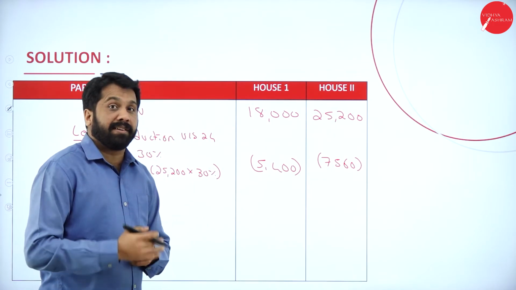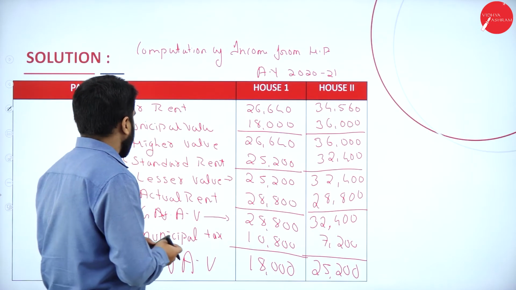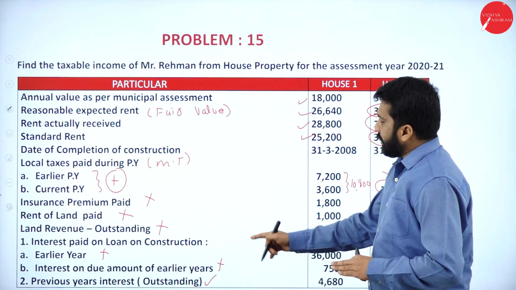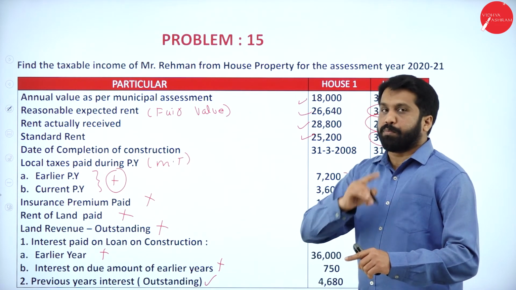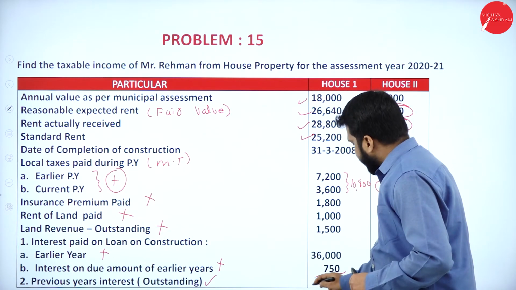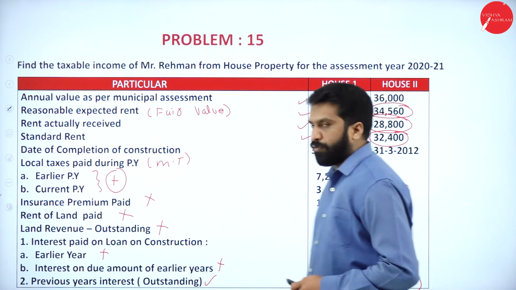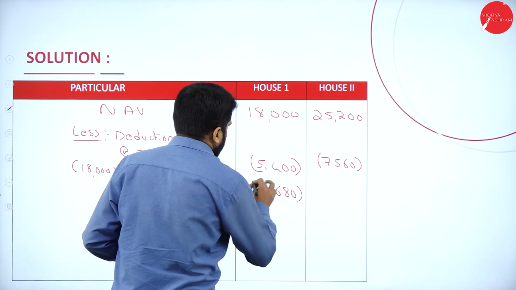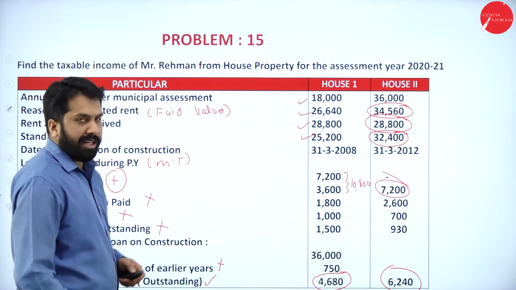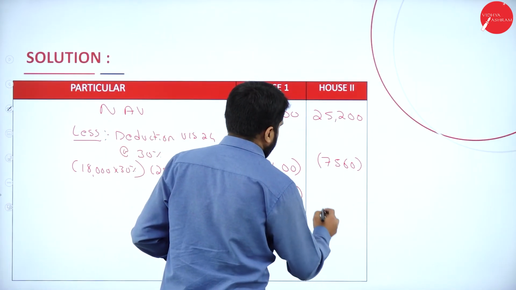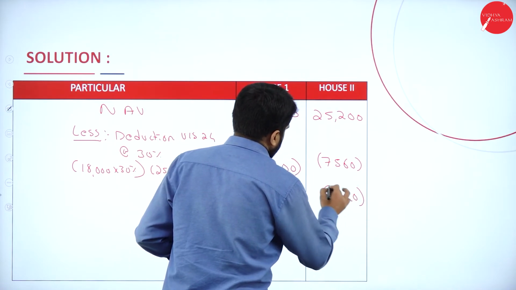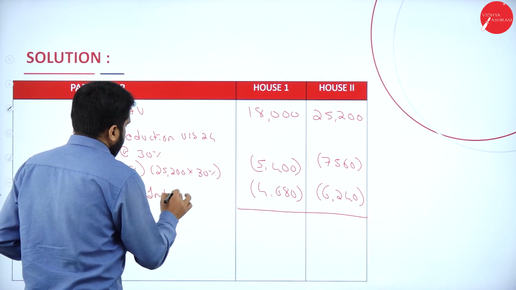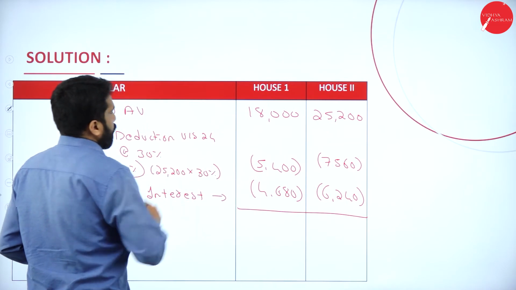Along with this, we are supposed to deduct interest also. In the question you have the earlier year, please don't take the earlier year. Even though it is the current year, paid or due, both we should consider. So it will be 4,680 and the second one 6,240. So minus this, less interest. So what is the answer?